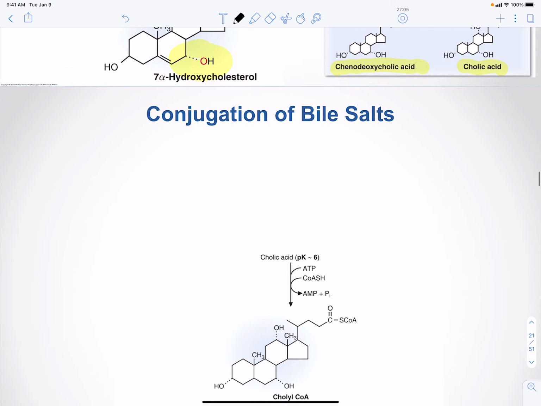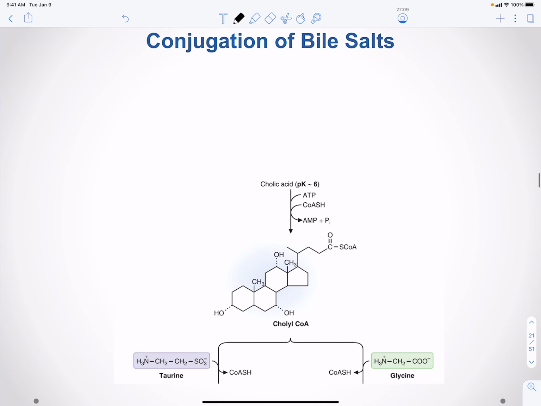Okay, so let's talk a little bit about the conjugation of bile salts. You have your cholic acid, pKa of 6, and then you're going to have a hydroxyl group at the end of the side chain activated by coenzyme A. And coenzyme A can react with either glycine or taurine, and this is going to form the known conjugated bile salts.